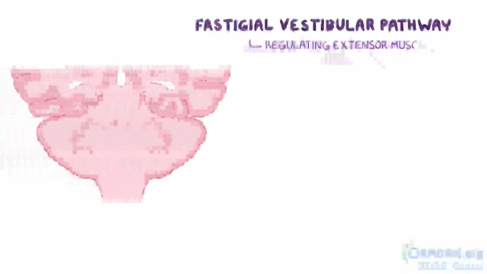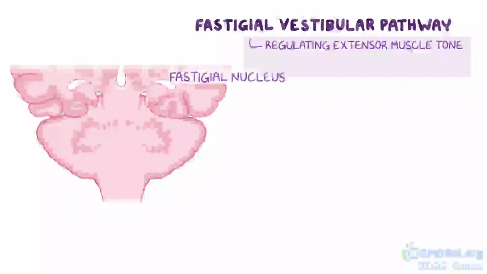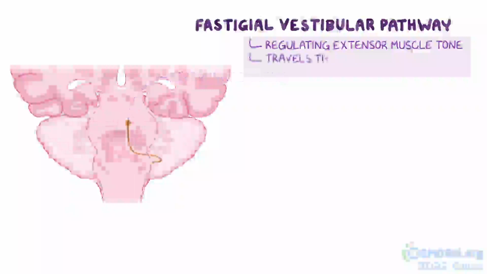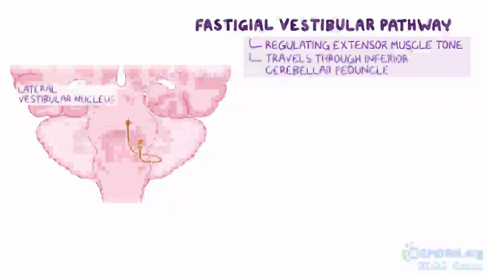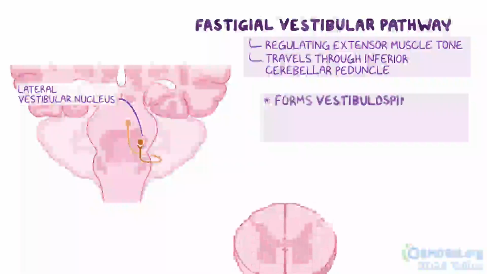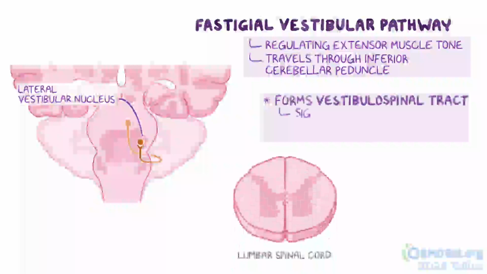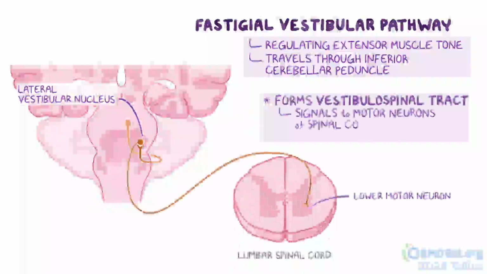The first efferent pathway we're going to discuss is the vestibular pathway, which is responsible for regulating extensor muscle tone. Fibers originate in the vestibular nucleus of the cerebellum and travel through the inferior cerebellar peduncle to synapse on the lateral vestibular nuclei. From here, some efferent fibers form the vestibulospinal tracts, which signal to motor neurons of the spinal cord that control anti-gravity musculature that helps maintain posture.